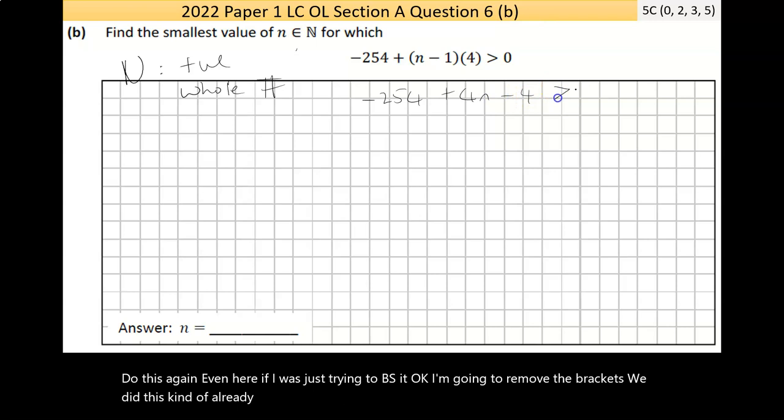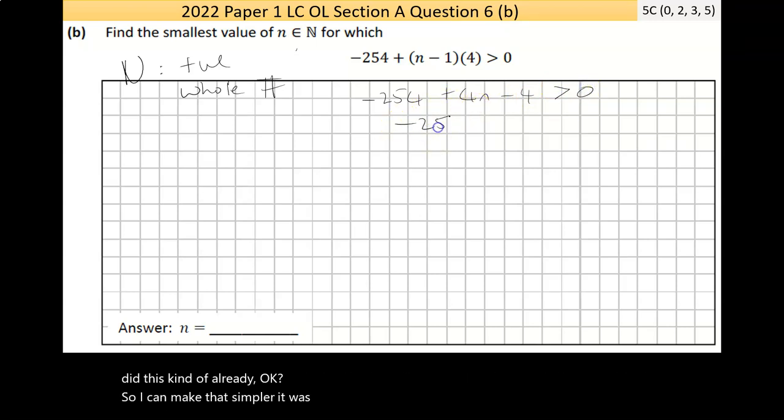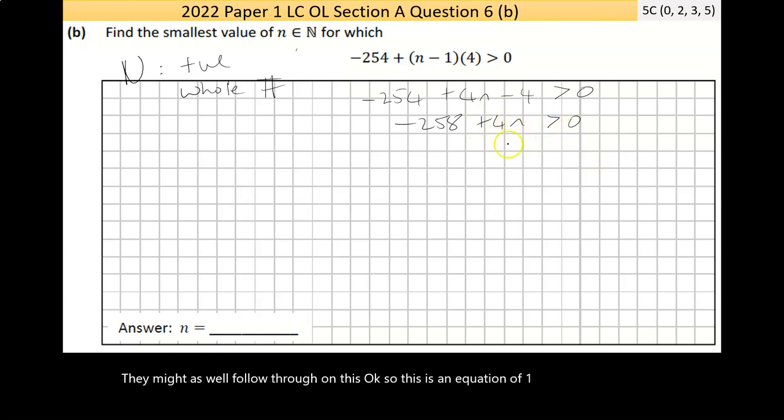So I can make that simpler. It was minus 258 plus 4n is greater than zero. I might as well follow through on this. Okay, so look, this is an equation of one unknown, so it is solvable. It's just a matter of doing it.